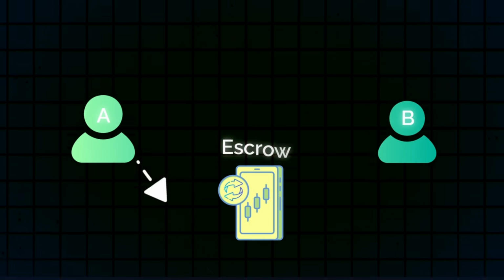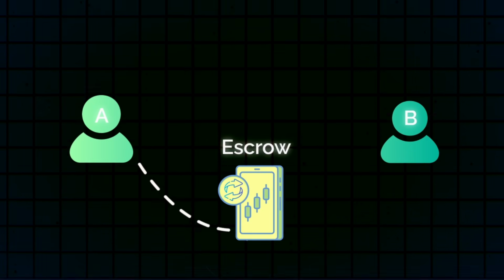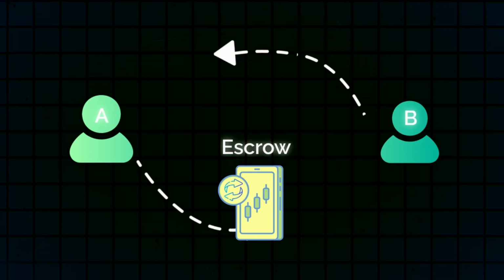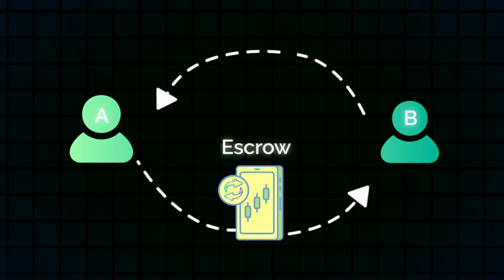If you have ever used P2P before, you already understand this part. The exchange acts as an escrow. This is basically a middleman. They hold onto the seller's USDT and it's only released to the payer after payment has been made and confirmed.